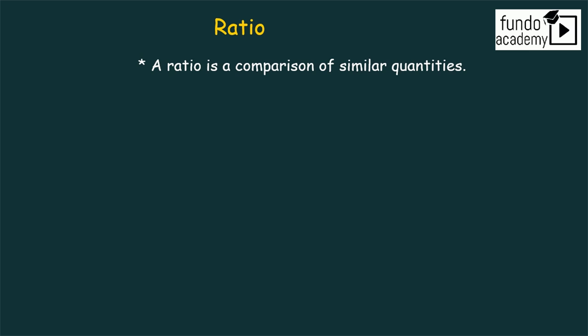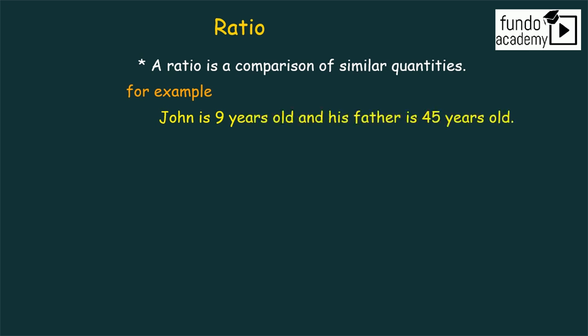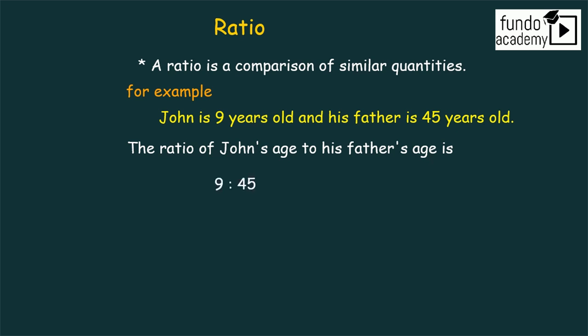For example, let's say a young man by the name of John. So John is 9 years old and his father is 45 years old. Alright, so you can see here that we've got two similar quantities. We're talking about age, right? So the ratio of John's age to his father's age will be given as 9:45. So this would be the ratio of John's age to his father's age.